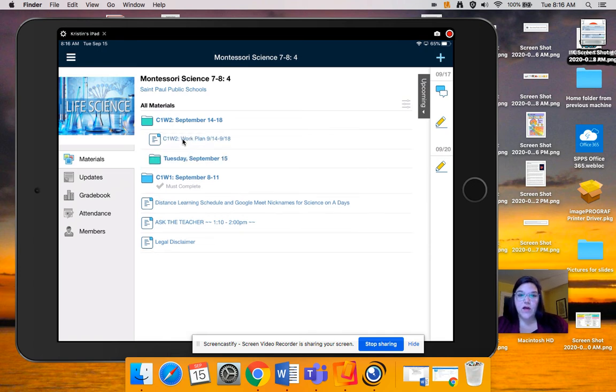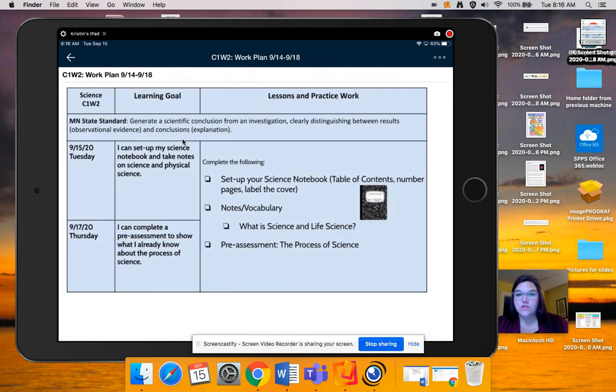Let's first take a look at our work plan for the week. Remember, this is not an additional assignment with our distance learning. It's to help us guide our learning and for you to plan your time so you know what you need to do and when you need to do it by. So we're starting to work on generating scientific conclusions and thinking about the scientific process. Today, we're going to set up our science notebooks.